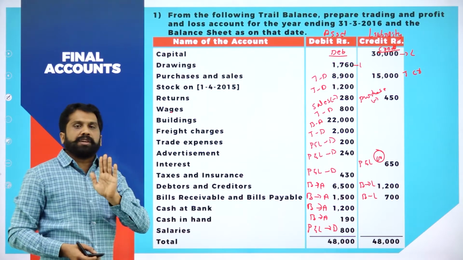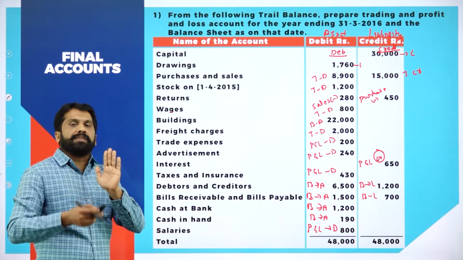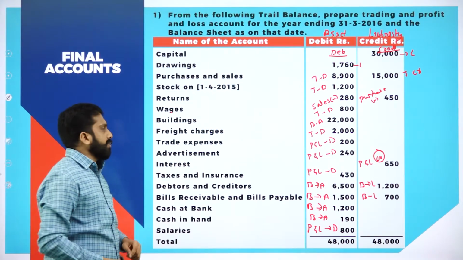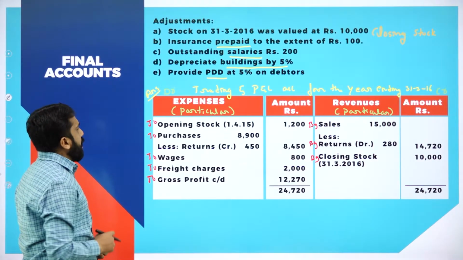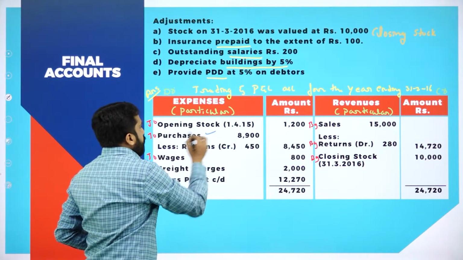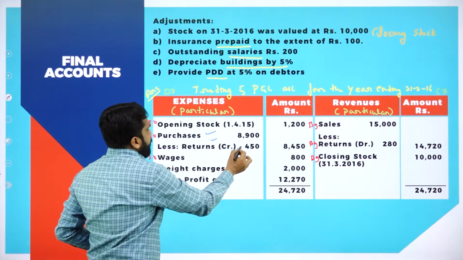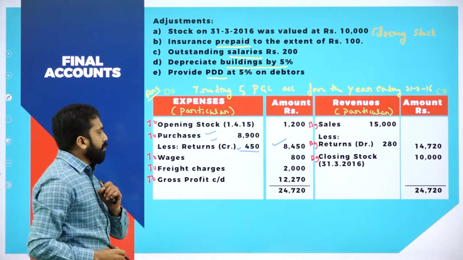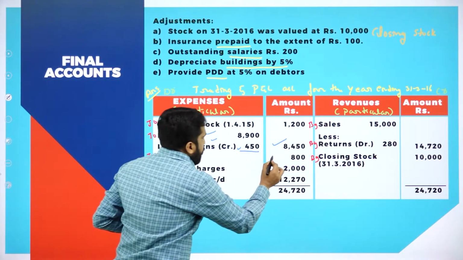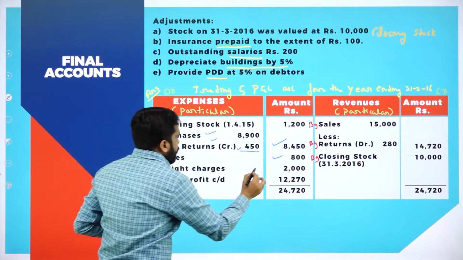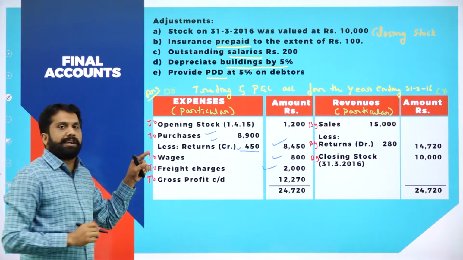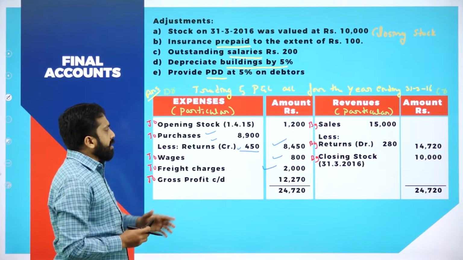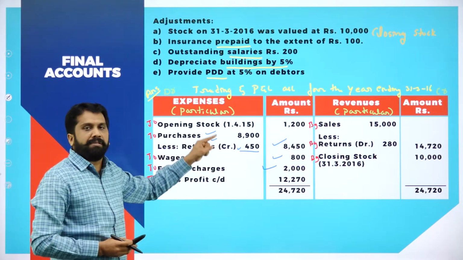So keep your question along with your answer so that you will understand which are the items we have taken under trading account. Now, see, we have taken opening stock, purchases minus return. So your answer is 8,450. Wages 800. Freight charges 2,000. Any doubt up to this? You have to keep your question so that you will understand which are the things we have taken.